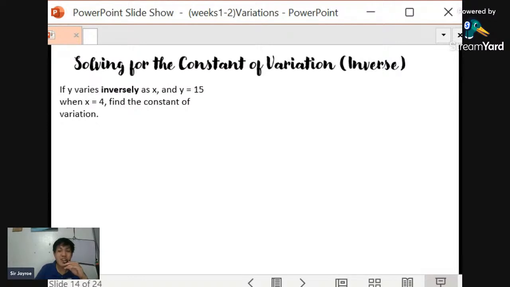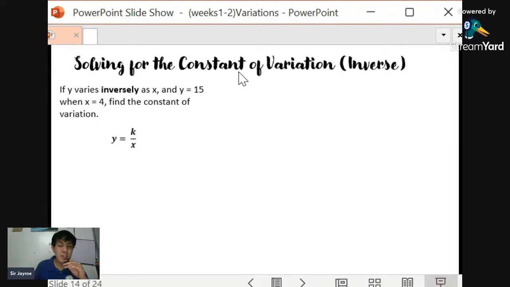Well, the correct answer here is 60. Kasi nga, di ba, in inverse variation, like what we did a while ago in the table, when we are looking for the constant, we simply multiply the two values. Since we have here x and y, so the constant of the variation here is 60, as simple as that. But I will just show you the proper way of solving. Of course, we're going to identify first the variation, which is obvious. It is an inverse variation. And then after that, we're going to write the formula or the equation.